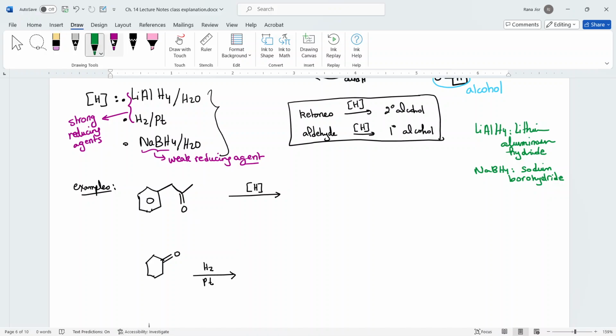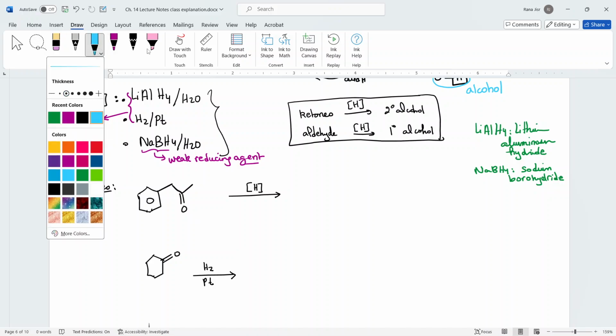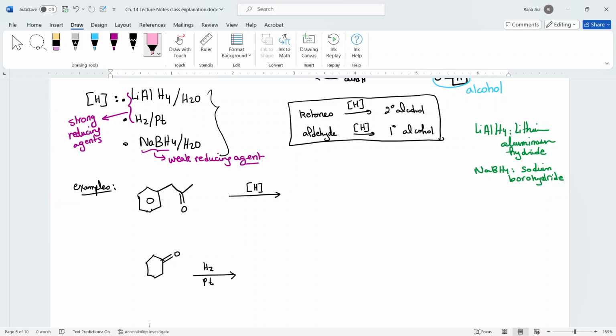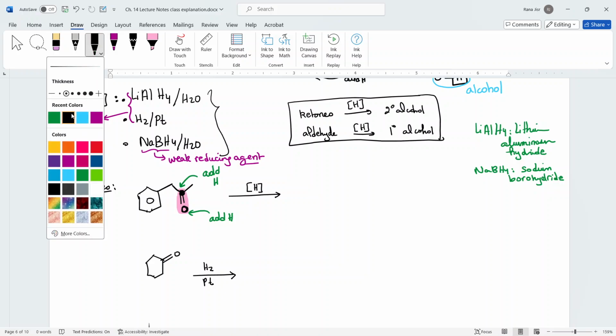And the rule says that whenever you are doing any reduction reaction, it's very simple. All you need to do is go ahead and highlight your functional group. Okay? Because your addition is going to be on the functional group. So what do I have here? I have the carbon and I have the oxygen. So what you're going to do here is add a hydrogen to this carbon, and add a hydrogen to the oxygen. That is for the reduction. It's important to know what you are starting with so that you know what you're going to end up with.